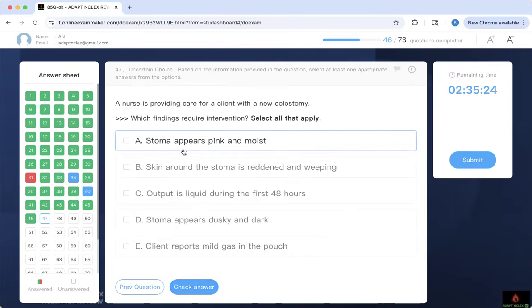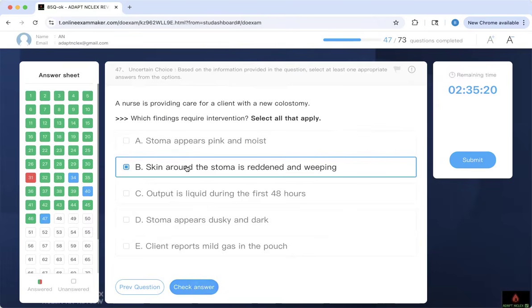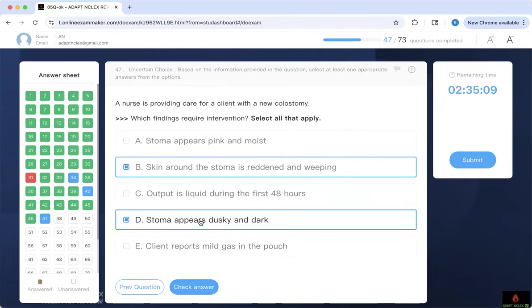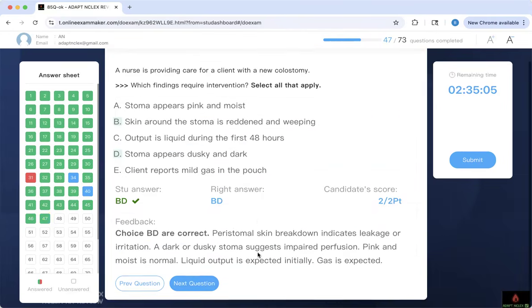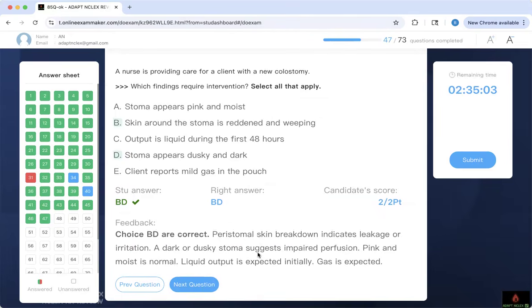A moist stoma is okay. Skin of the stoma is reddening and weeping. Do we have to be okay with it? No. Output is liquid. That's what you expect. The stoma is dusky and dark. Bad problem. Small gas is okay. So those are the elimination expected findings in a stoma.